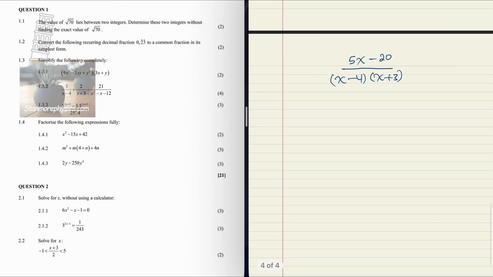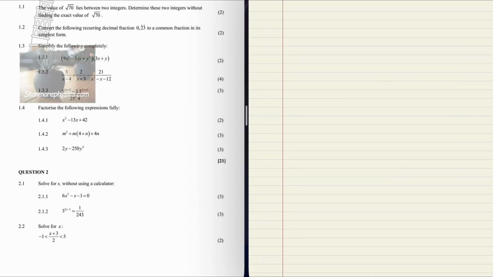Now from my numerator I can take out a factor of 5. So 5 into x minus 4 divided by x minus 4 and then x plus 3. Now the x minus 4 can cancel and I'm left with a final answer of 5 over x plus 3.